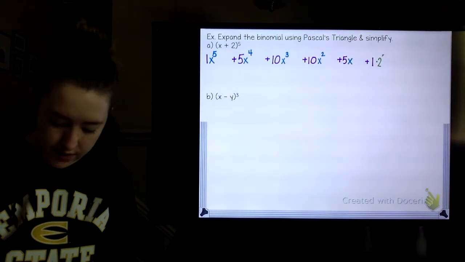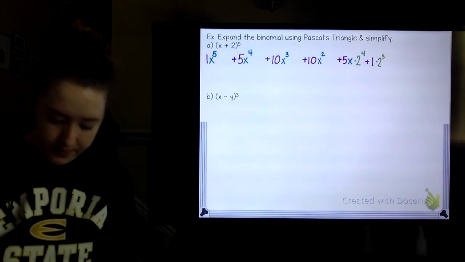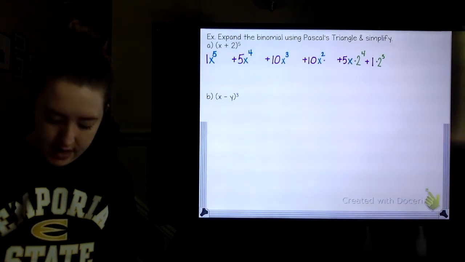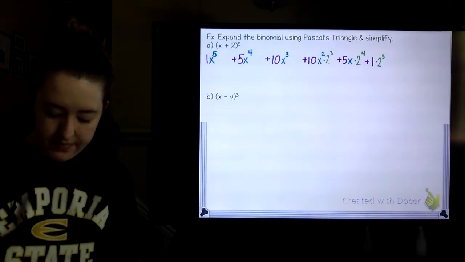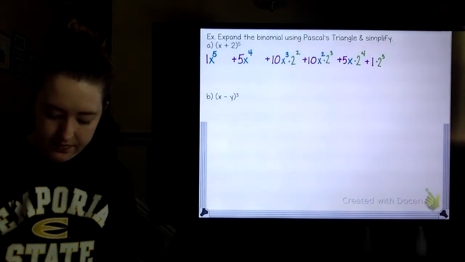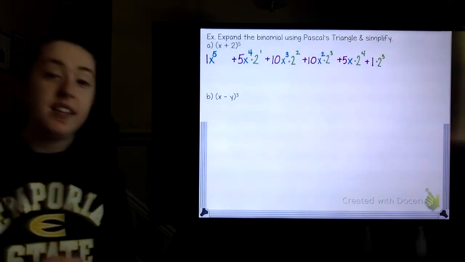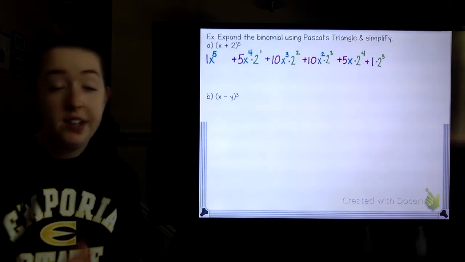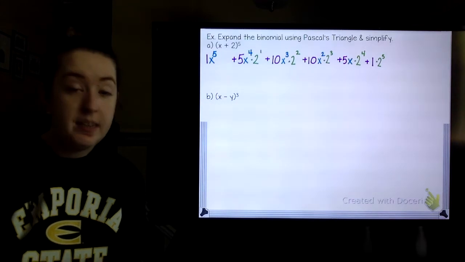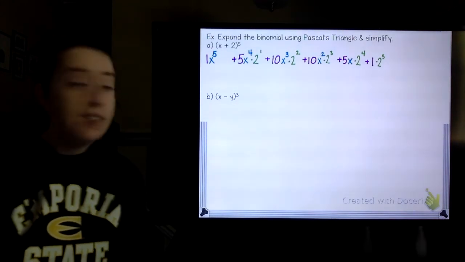Times 2 to the 5th, times 2 to the 4th, times 2 cubed, times 2 squared, times 2 to the 1st, and then I would take that times 2 to the 0 power, which is just 1, which doesn't matter at all. So now all we have to do is just go through and simplify.